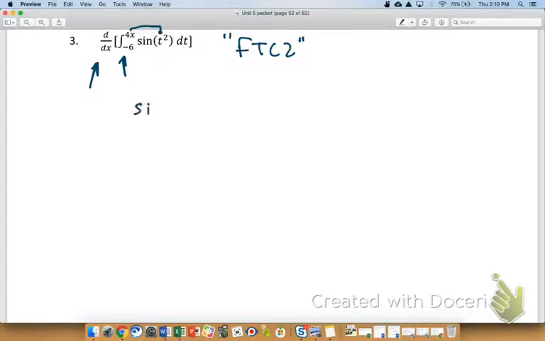So this would be sine of 4x quantity squared. And then we would multiply by the derivative of what you dropped in. So it would be times 4. You could leave it just like that if you wanted to, or you could make it sine of 16x squared times 4. Something like that would be fine.